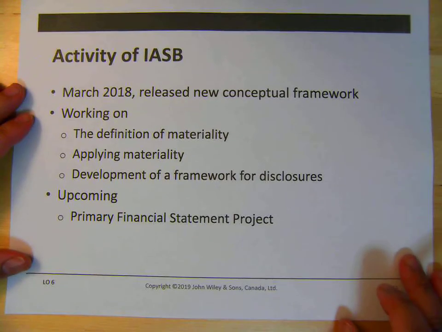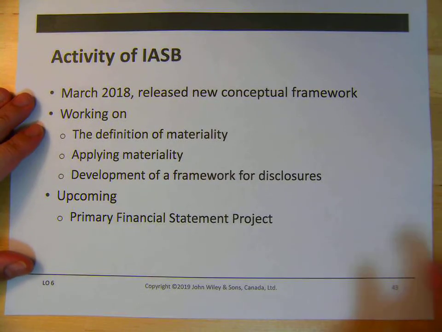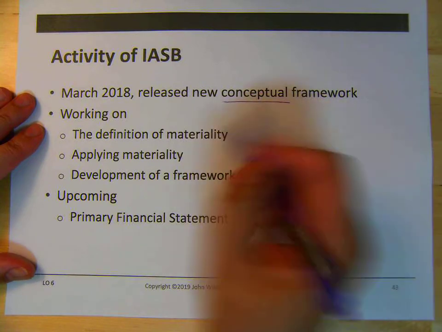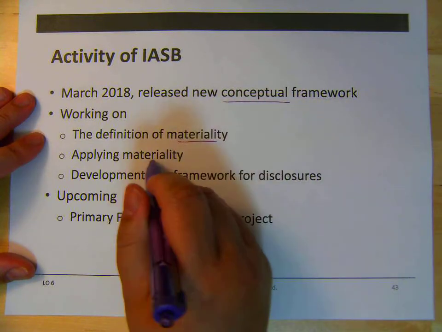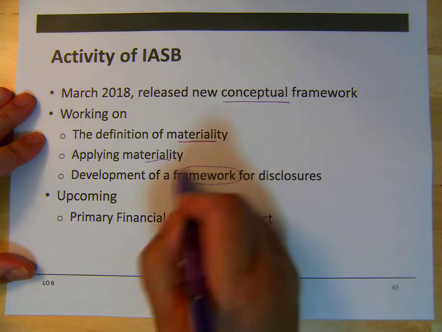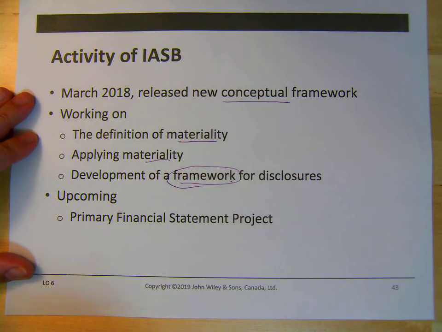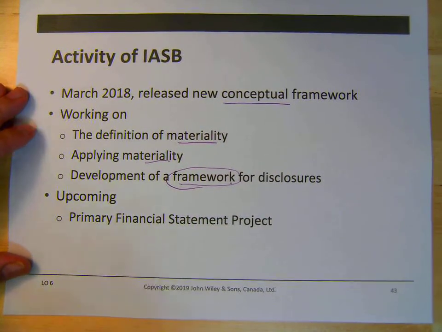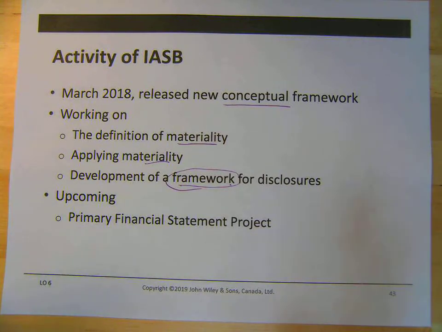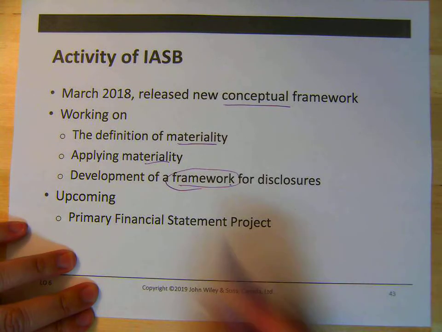Now, slide 43. Activity of the International Accounting Standards Board, new conceptual framework. They're looking at materiality and how to apply it, and a framework for disclosures. So again, we're coming up with more and better rules to streamline the accounting process so that it can be understood in multiple countries, multiple jurisdictions. And there's a primary financial statement project that's on.